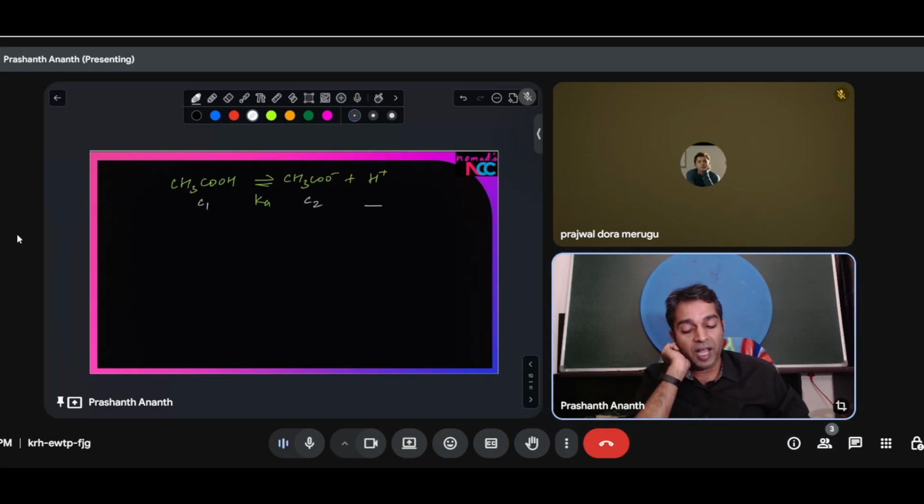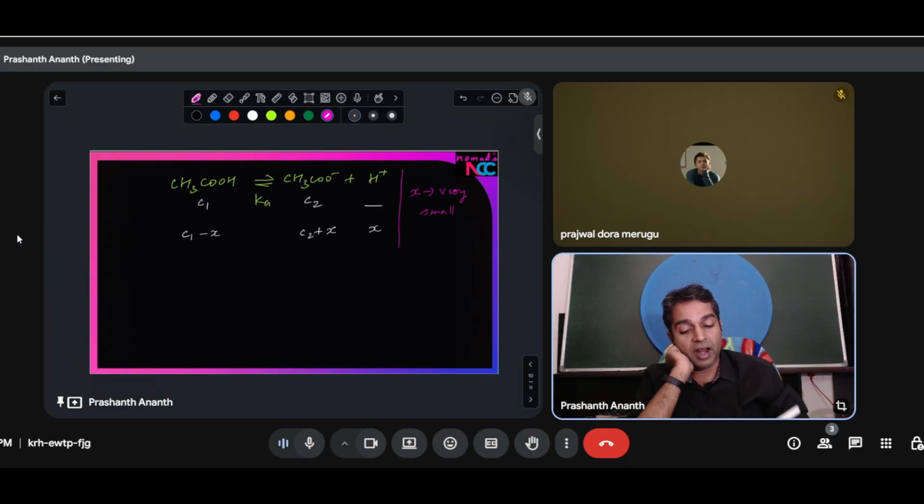Okay, so what is going to be happening here? We will have a little bit of this dissociating, the weak acid will dissociate a tiny bit. So C1 minus X, this will be C2 plus X, this will be X. Only problem here is this particular value X is going to be very small. Why is it going to be very small?